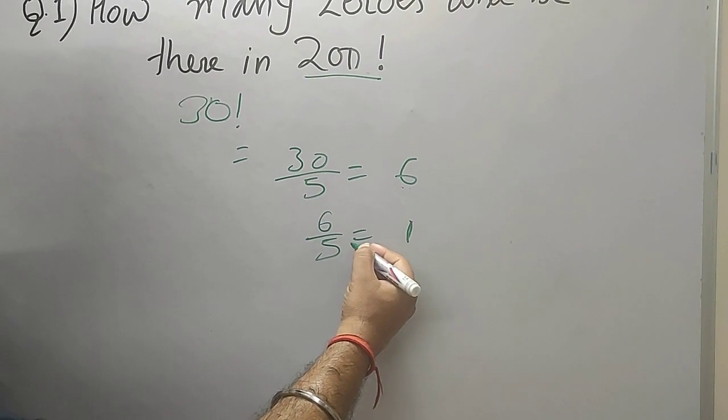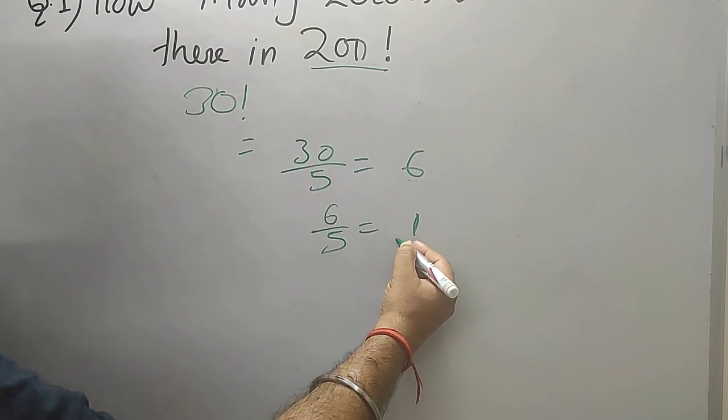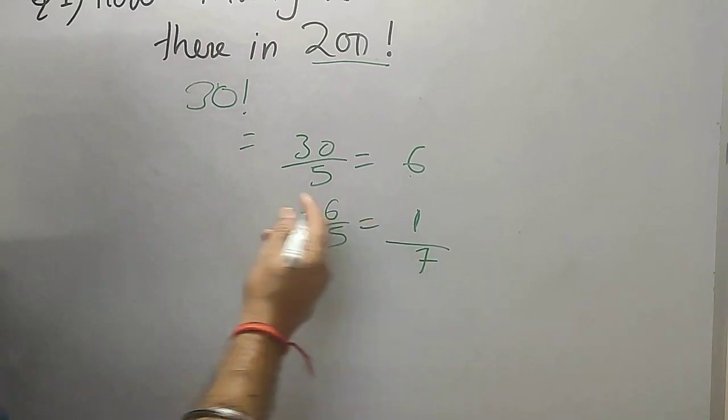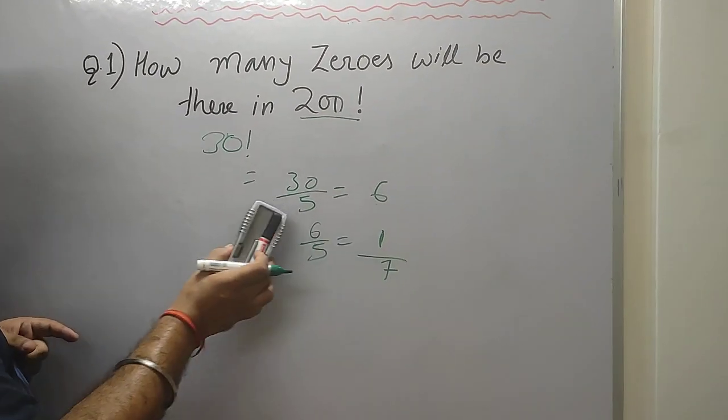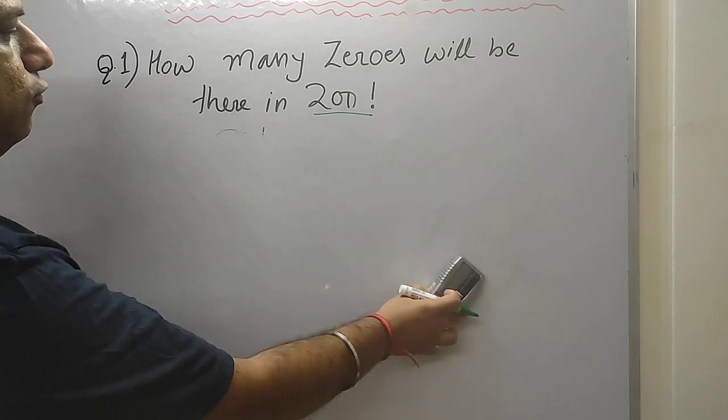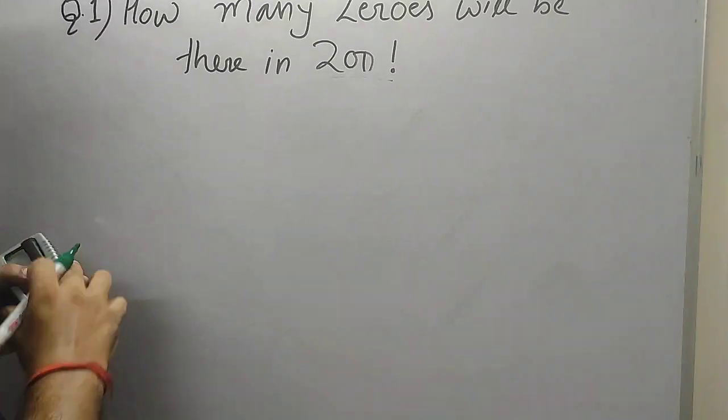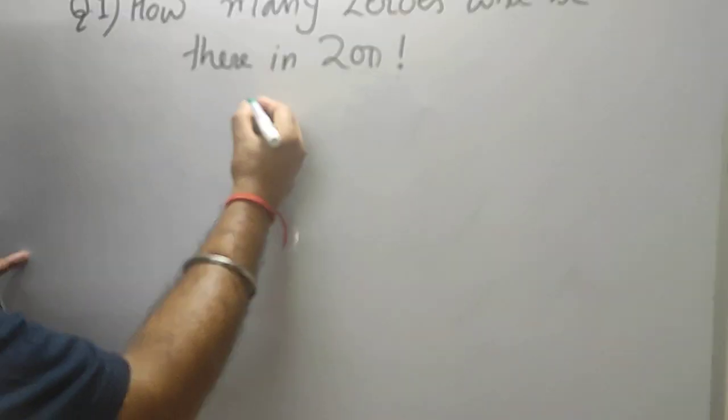Forget the remainder. Now 1 is smaller than 5, so no further division. You just add up: 6 plus 1, 7. So conceptually we derived that there will be 7 zeros. Now we will apply the same method to 200 factorial, as that method is proved correct.